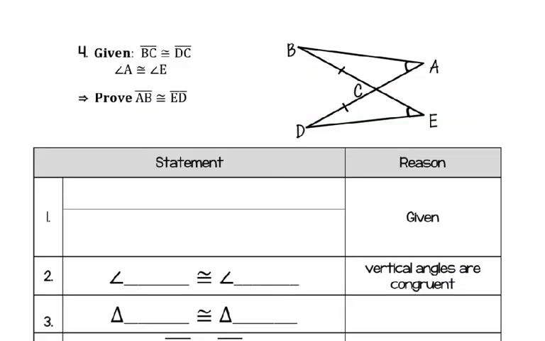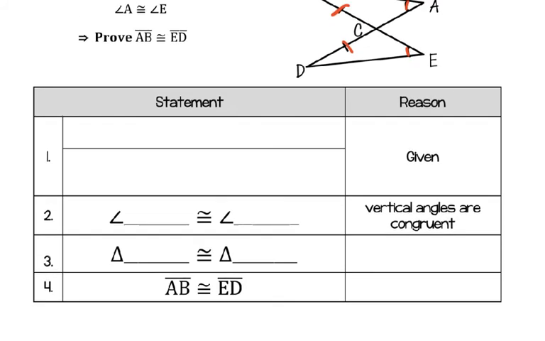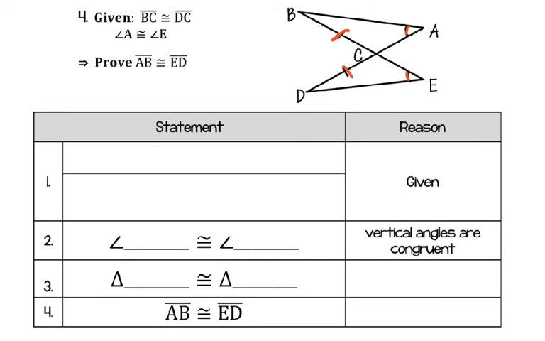Okay, number 4. Given BC is congruent to DC, so you see how that's marked, and angle A is congruent to angle E. So what I want you to do is pause this video right now, and go through and do this proof. It's not very long. Look at what you're trying to prove. Look at the clues that I've given you. And come back when you have this done and see how you did.